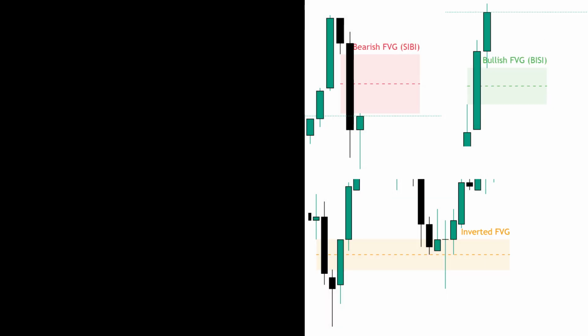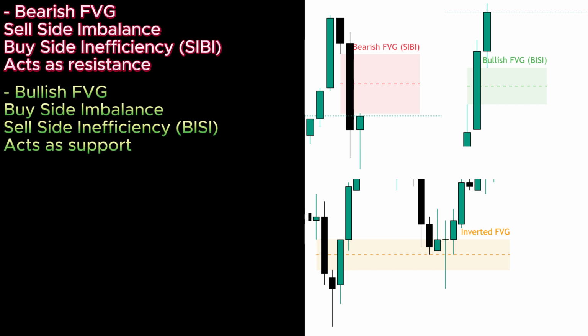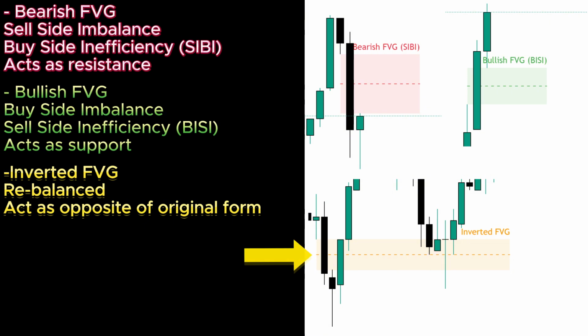So to summarize, there are three types of fair value gaps. Bearish fair value gap, also known as a SIBI, short for sell-side imbalance, buy-side inefficiency. It tends to act as resistance, pushing markets lower. Then we have the bullish fair value gap, also known as BISI, short for buy-side imbalance, sell-side inefficiency. It tends to act as support, pushing markets higher. And inverted fair value gap, which is a fair value gap that has been traded through and is now acting as the opposite of its original form.